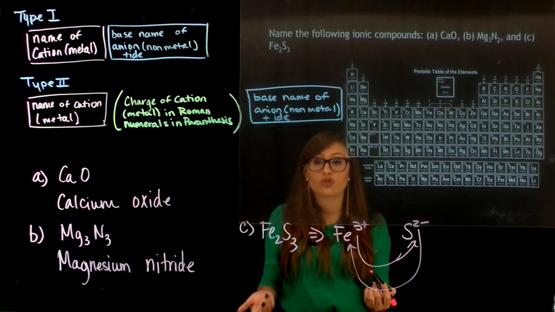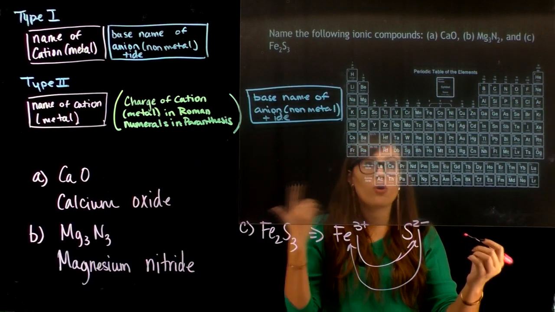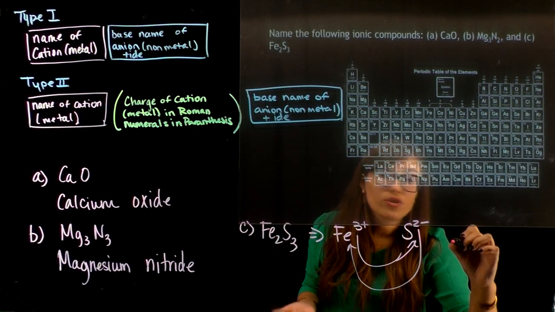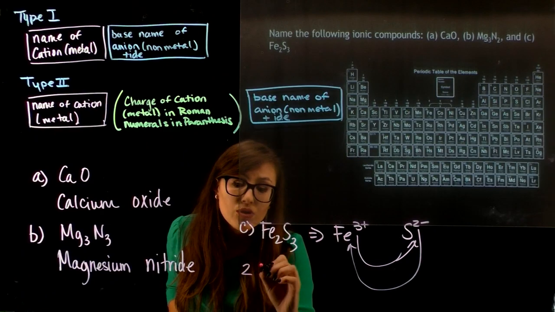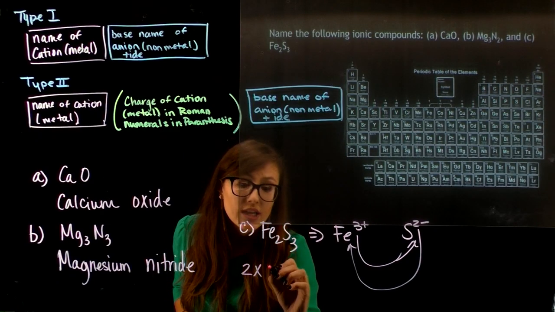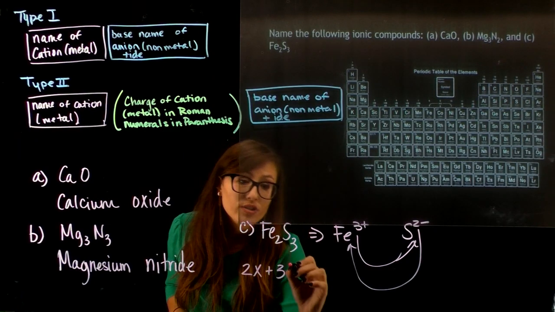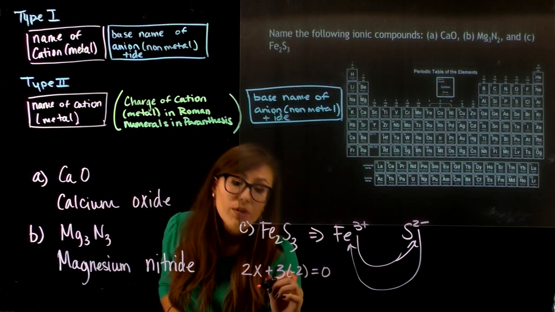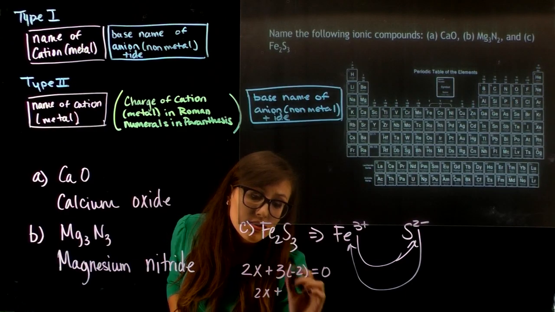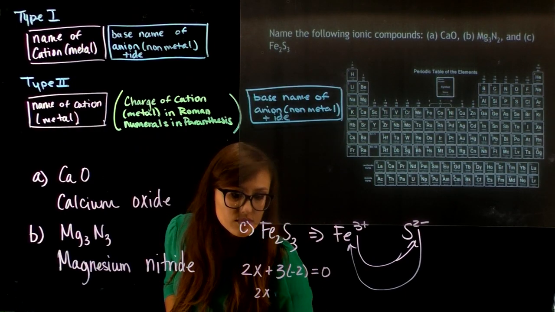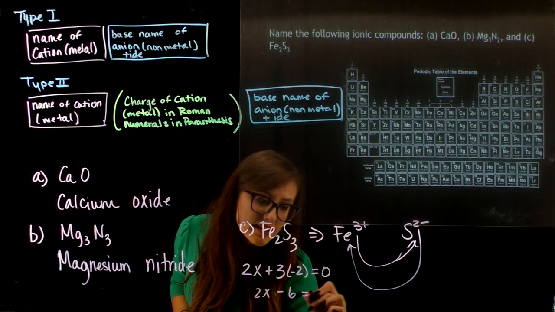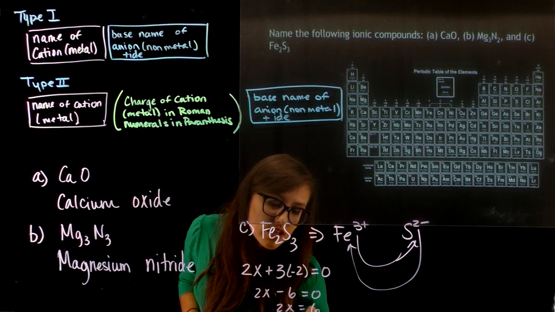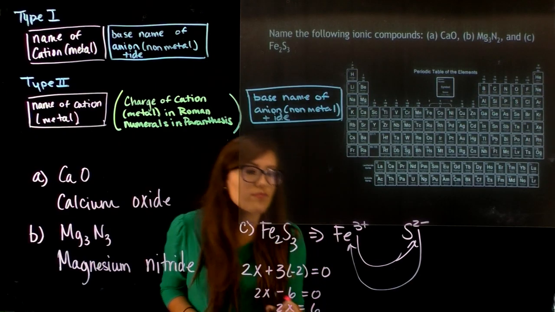Another way you could determine the charges is if you know sulfur has a -2 charge associated to it, you could have said we have 2 irons, we don't know the charge associated to it, x, we have 3 sulfurs times -2 is equal to 0. And we could have solved this expression for x, and we would have gotten the same result. X is equal to 3.